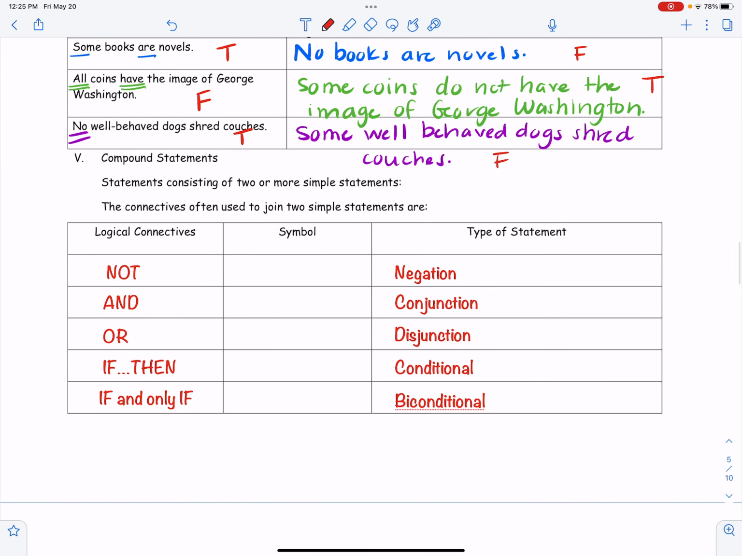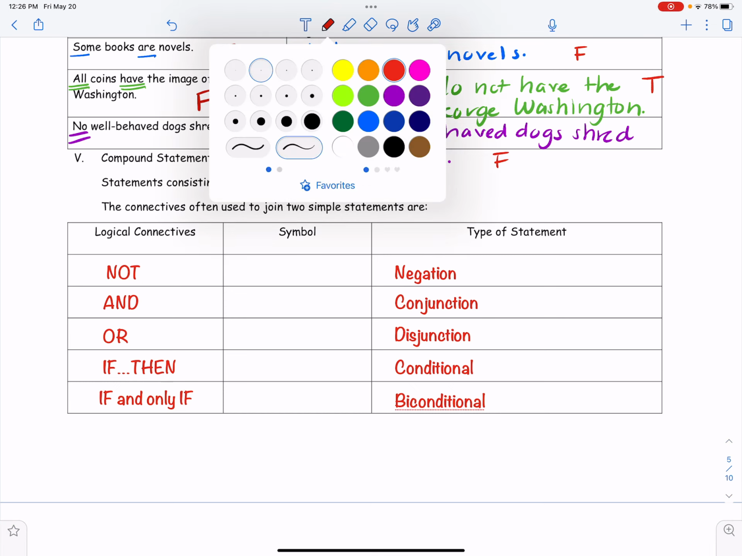All right, and then from here, we're going to start learning how to write statements and read statements when they're written in a symbolic form. Okay, so you've got a little summary table here where we're looking at different words that we're going to see in our statements. We call them logical connectives. You've got the term for each one, the type of statement. And then we're going to fill in the correct symbol for each one.